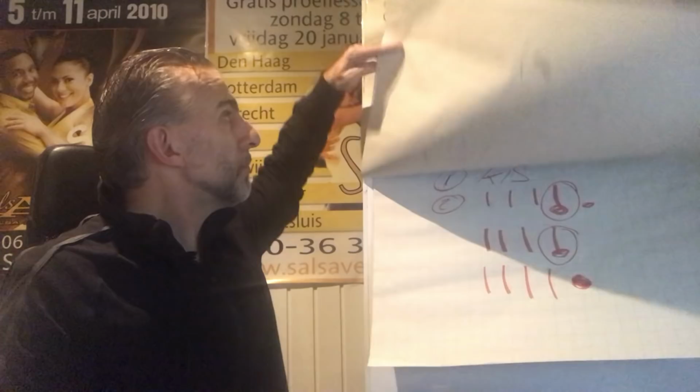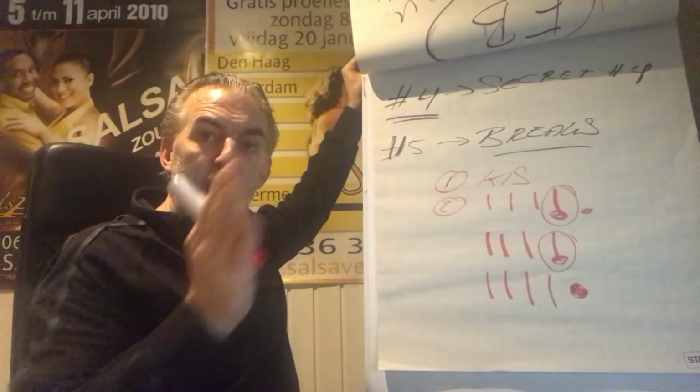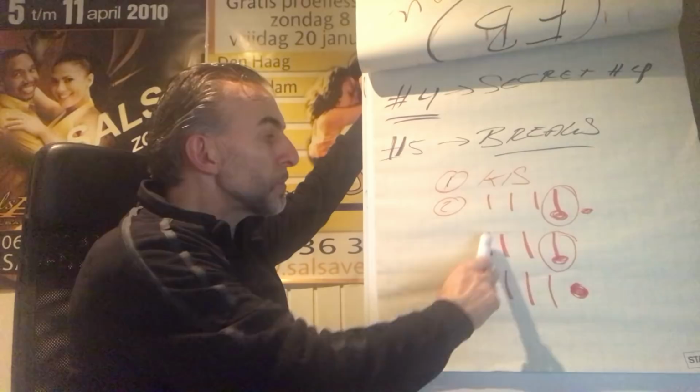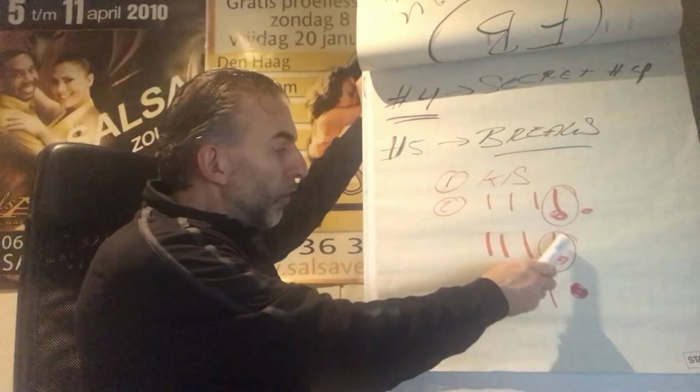Then guys, on number four, we have the secret number four, okay? The secret number four is that every single song is divided in parts of four, and that makes it possible for you to also know where you are within the song. And then on number five, guys, hitting the breaks. How to do that? Keep it very simple. You can either hit a break within the fourth measure, let's say, or you do it right after.